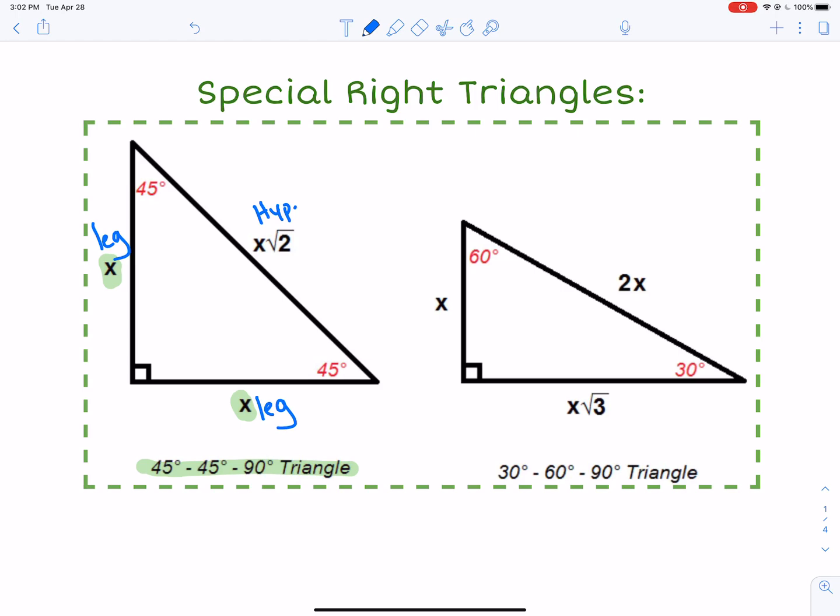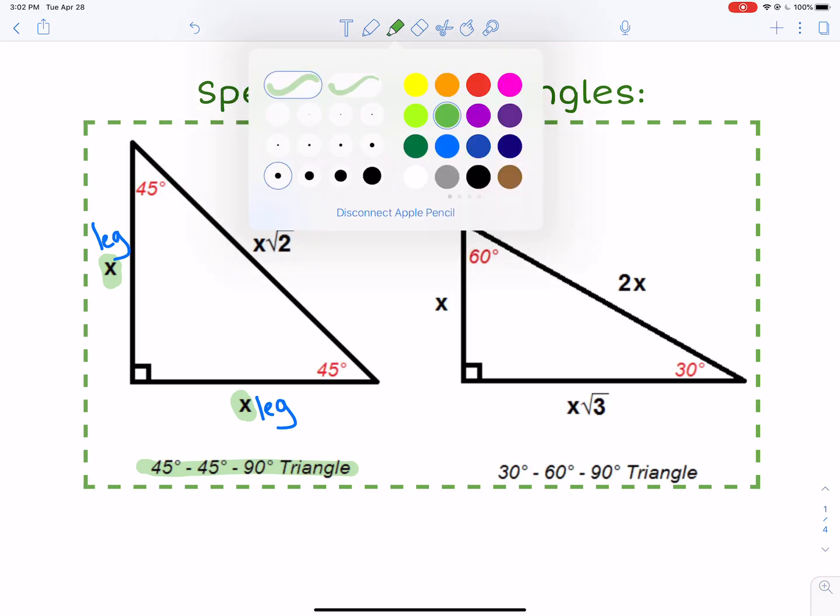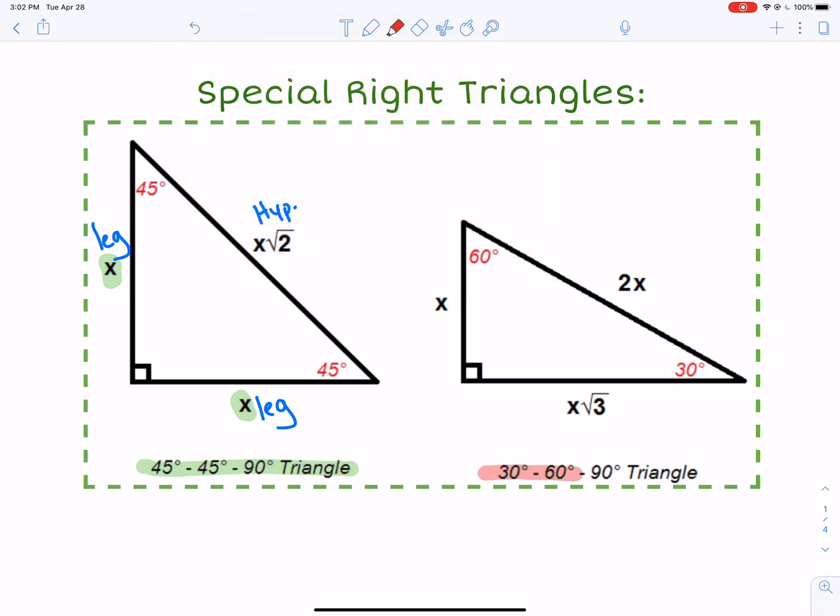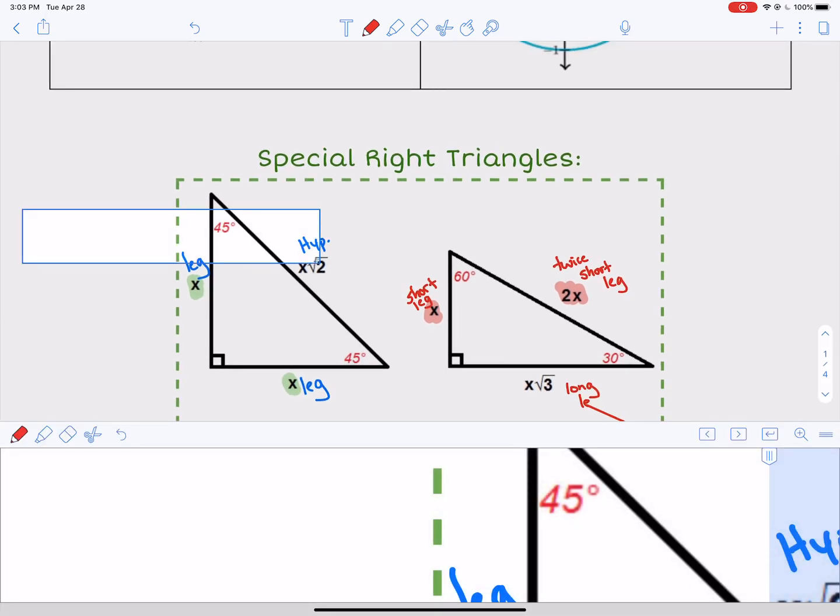And then we also have a 30, 60, 90 triangle. That's another type of special right triangle. It has one side that's considered your short leg. So the short leg, we call that one just x. The hypotenuse is always 2 times the short leg. So I'm just going to write twice the short leg. And then the long leg is always the short leg times the square root of 3.